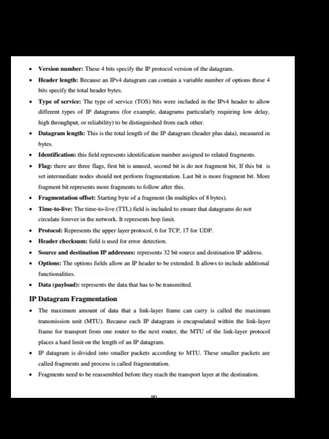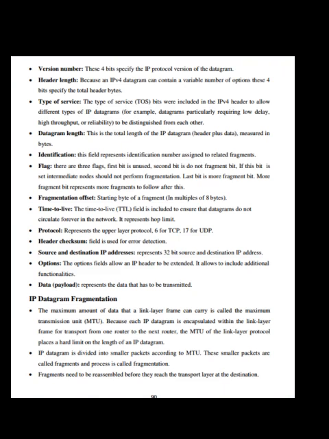Type of service. The type of service bits were included in the IPv4 header to allow different types of IP datagrams, for example, datagrams particularly requiring low delay, high throughput or reliability, to be distinguished from each other. Datagram length. This is the total length of the IP datagram, header plus data, measured in bytes.